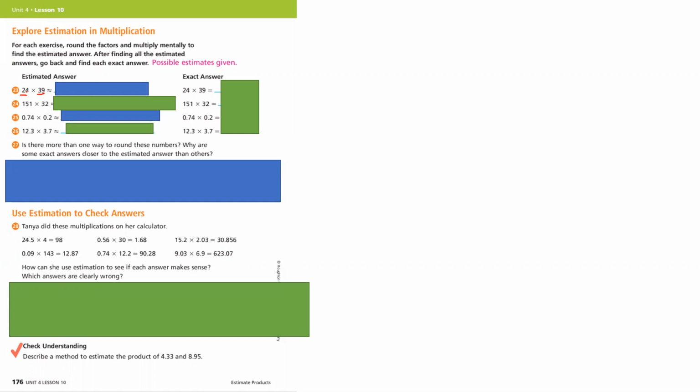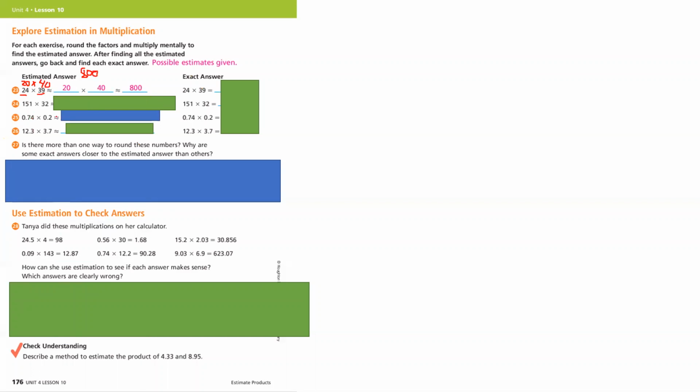So 24 would be rounded to 20, and 39 would be rounded to 40, and 20 times 40, ignore the zeros, 4 times 2 is 8, and then add the zeros. So that would be 800.